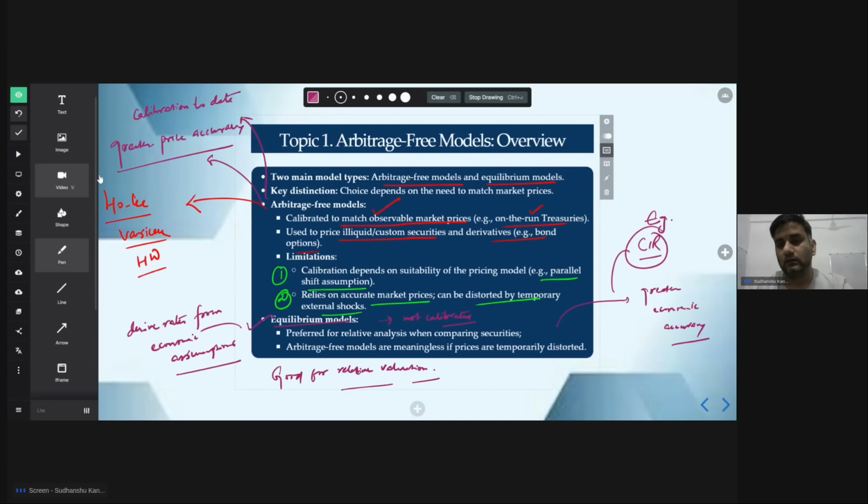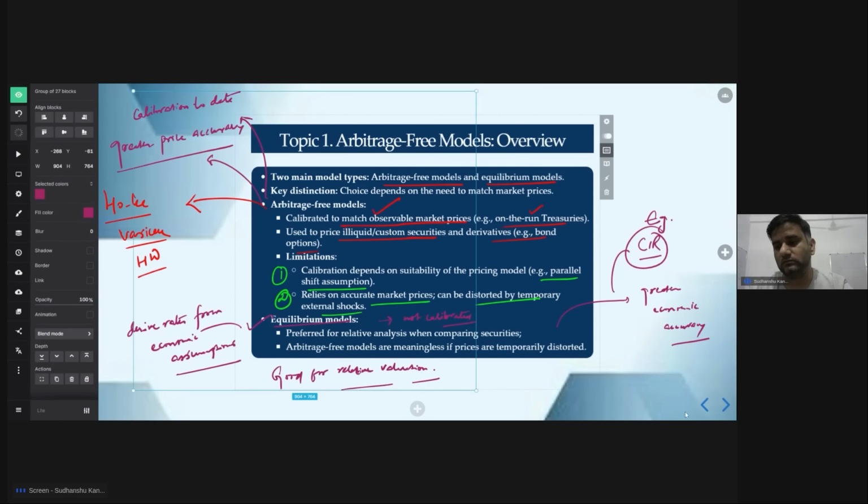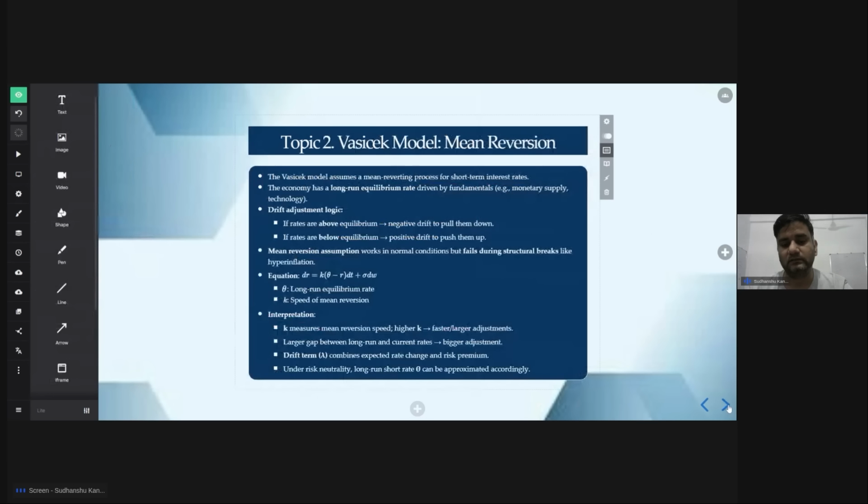Okay. Moving on, guys. Now we'll dig deeper into the Vasicek model, right? In the Vasicek model, we are focusing on mean reversion. Again, this is an important property we are talking about. One of the most exam relevant models in FRM, right? The core idea is Vasicek assumes short-term interest rates are mean reverting.